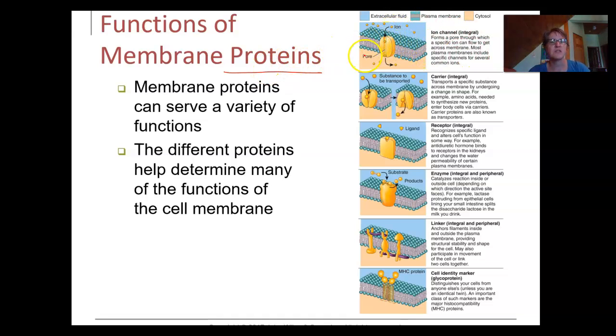Proteins, if they're integral, right? So if it can cross from the outside to the inside, they can be channels. They can be channels for ions. An ion is an atom with a charge. It means that it either gained or lost an electron. And, oops, I guess I better write that out.